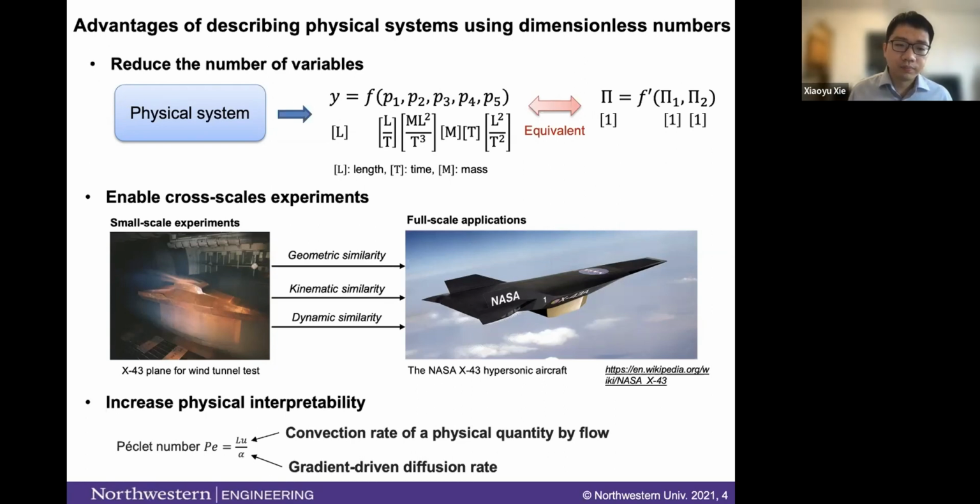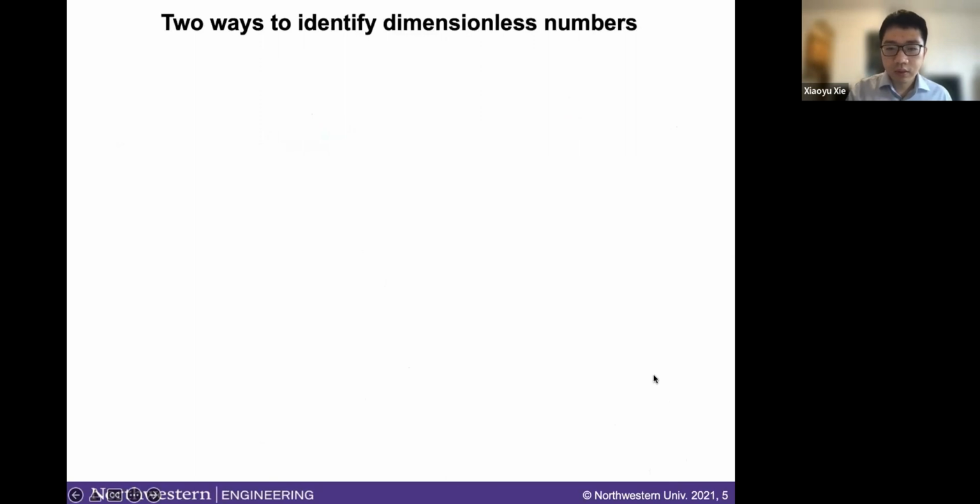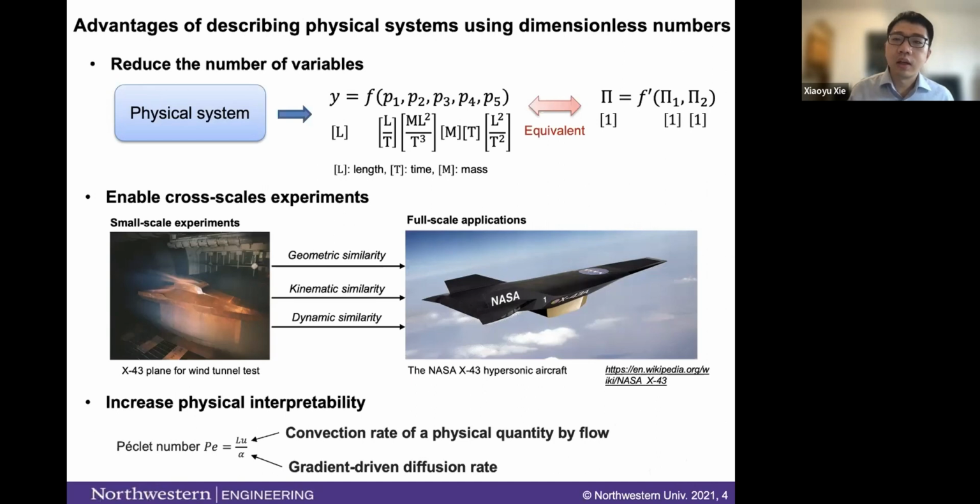And the third advantage is that it can increase physical interpretability. Interpretability is a very hard topic in machine learning and in physics. A dimensionless number is a ratio between different forces, velocities, energies, or mechanisms. So we can understand the behavior of the system by analyzing the magnitude of the dimensionless numbers. For example, the Péclet number is a ratio between the convection rate of a physical quantity of the flow and the gradient-driven diffusion rate. So we can do an order of magnitude analysis and understand the behavior of this system.